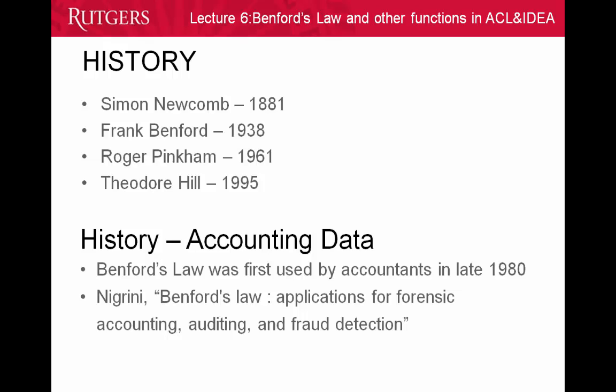Newcomb proposed a law that the probability of a single number n being the first digit of a number was equal to log(n+1) minus log n. For example, if n equals 1, then it should be log 2 minus log 1, and it's approximately 0.3.